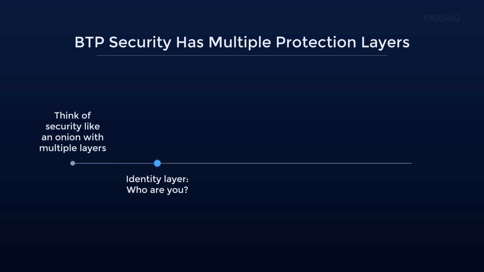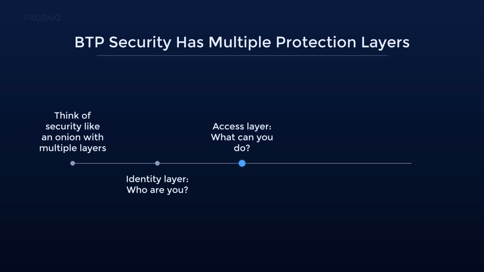Identity layer: who are you? This layer verifies user identities before granting system access. For example, employees log in using their corporate credentials instead of creating separate accounts. This ensures only authorized individuals can interact with your BTP applications and data. Proper identity management is your first security checkpoint.